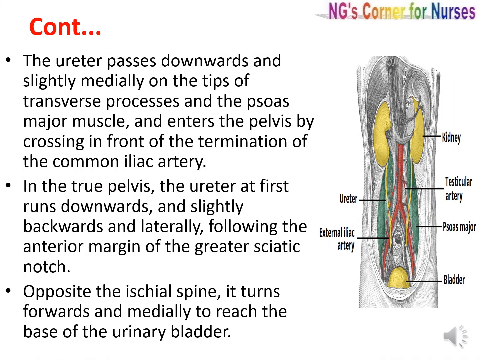The ureter passes downwards and slightly medially on the tips of the transverse processes and the psoas major muscle, and enters the pelvis by crossing in front of the termination of the common iliac artery. In the true pelvis, the ureter at first runs downwards and slightly backwards and laterally, following the anterior margin of the greater sciatic notch. Opposite the ischial spine, it turns forwards and medially to reach the base of the urinary bladder.